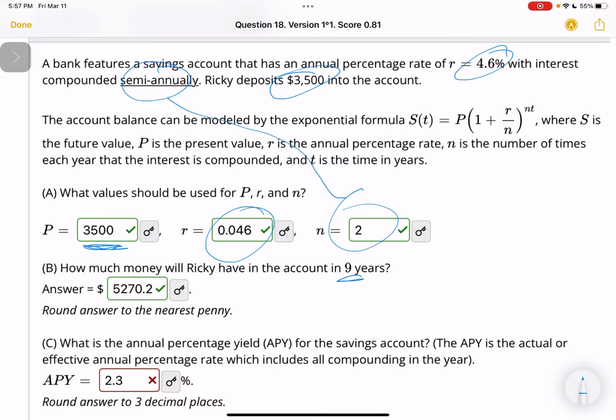And that does confirm that 5270.23 is where I would have gone with it. This is the nearest penny. It would have been 0.23.